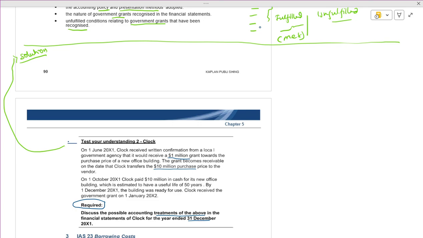On 1st October, Clock paid 10 million in cash for this new office building, which is estimated to have a useful life of 50 years. By 1st December, the building was ready for use. Clock received the government grant on 1st January 2002.